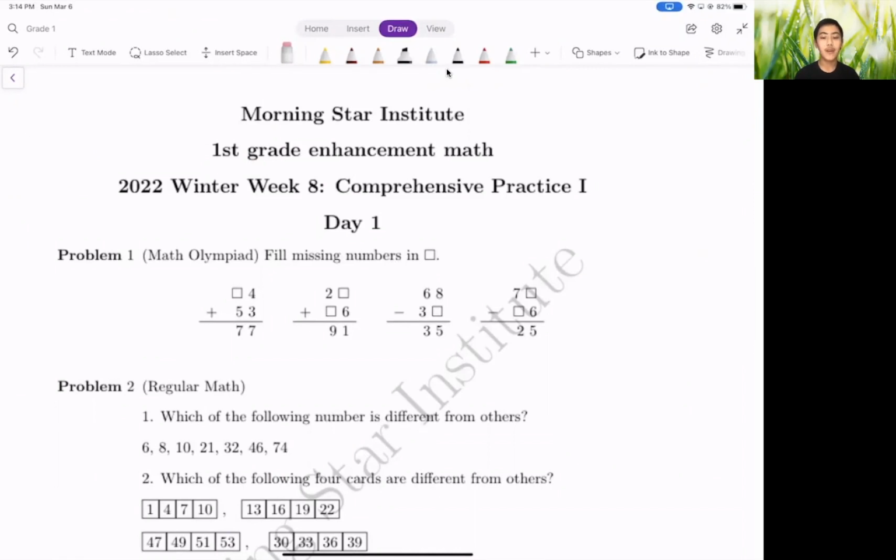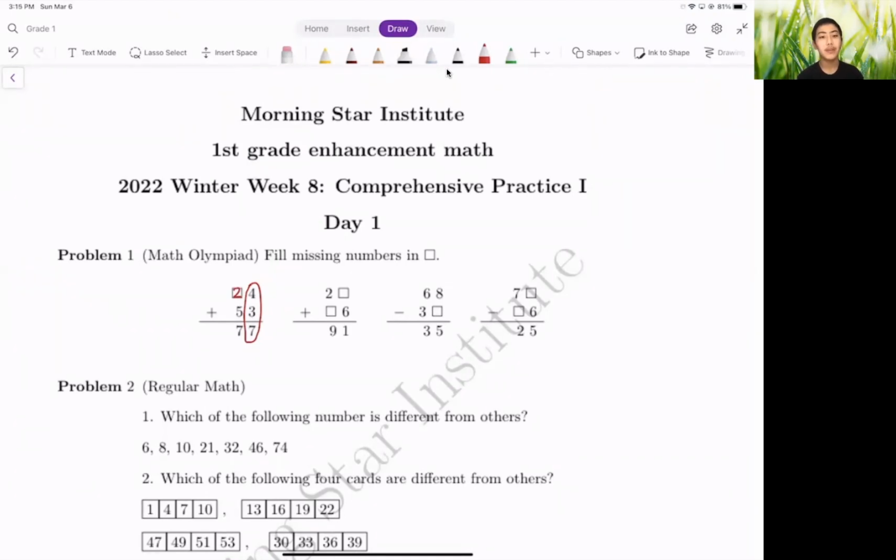Problem 1. Fill the missing numbers in the blank. For the first equation, we see that something with a 4 in the units digit plus 53 is equal to 77. Let's start off on the left. We know that 4 plus 3 is equal to 7, so there's no need to carry. So therefore, we know that a number plus 5 equals 7. Well, that just gives us 24. So 24 plus 53 is equivalent to 77.